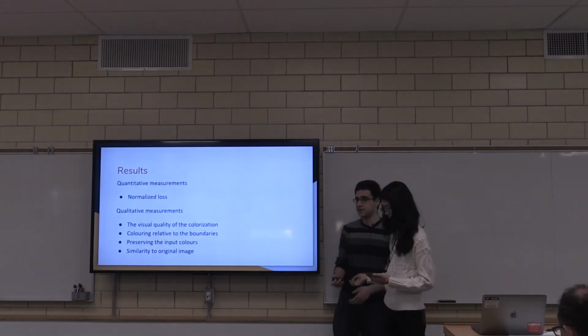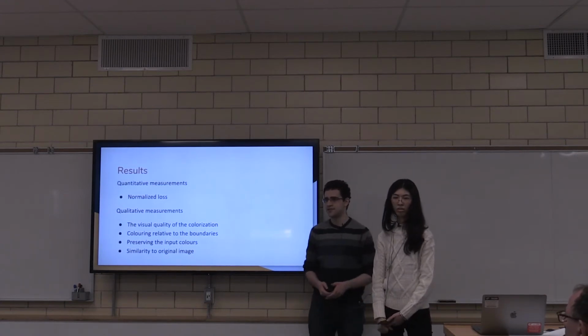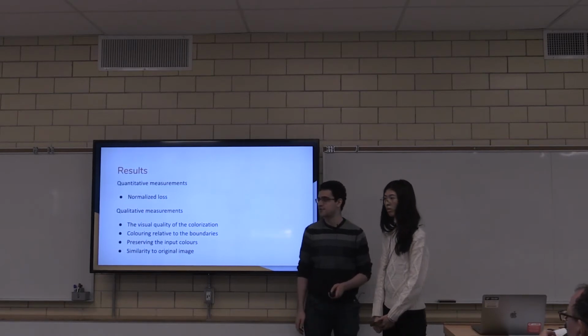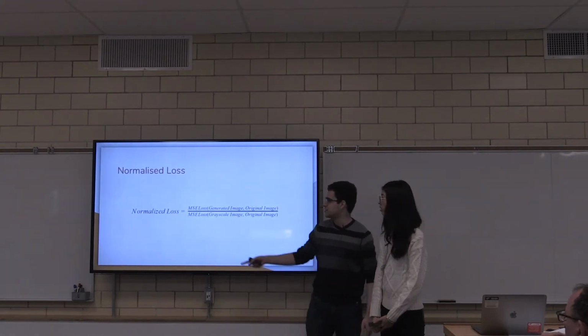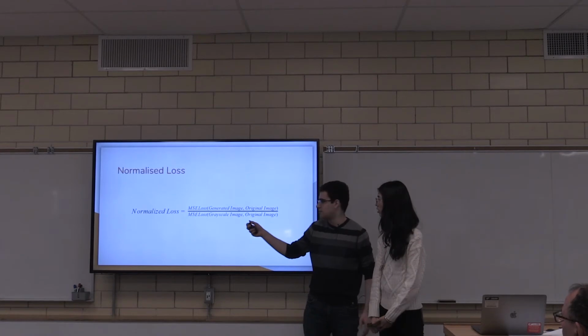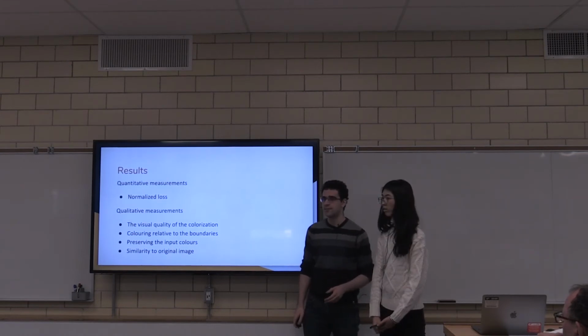In order to discuss results, our quantitative measurements do not include accuracy. This is because there is not really a concept of accuracy when it comes to generators and autoencoders. So we instead tried to substitute with normalized loss. In this equation, you take the loss between the generated image and the original image, as you would, and then you divide by the loss between the grayscale image and the original image. And so we're ideally looking for loss closer to 0, but definitely loss less than 1.